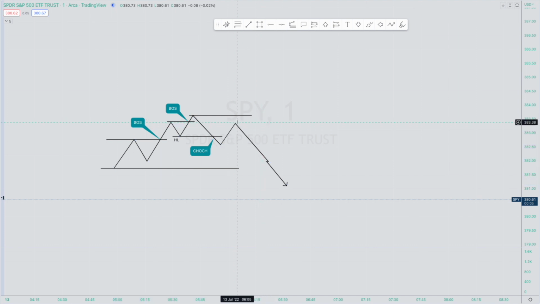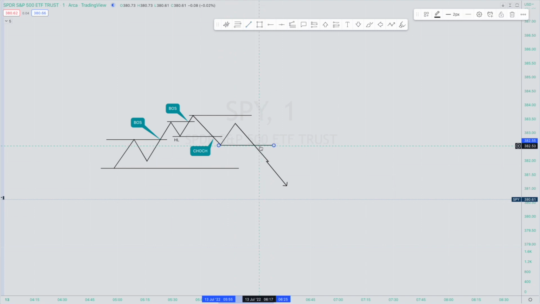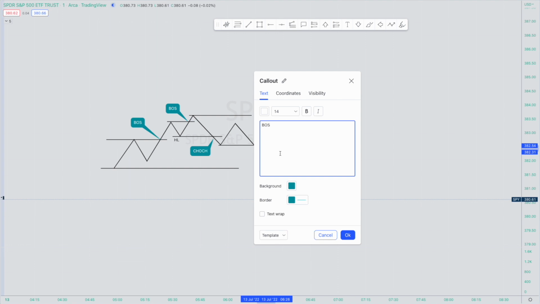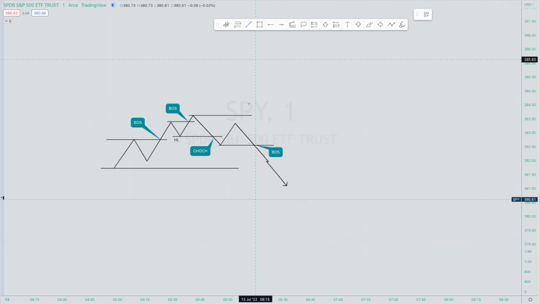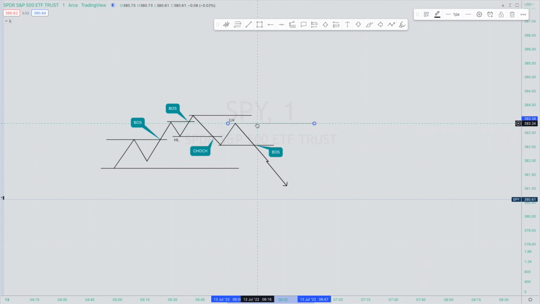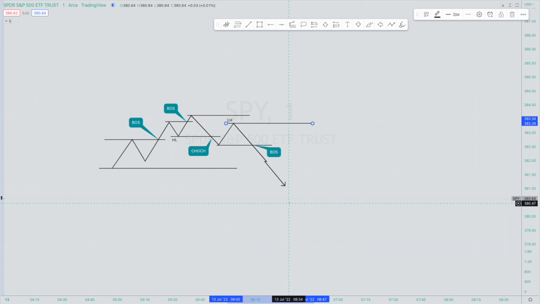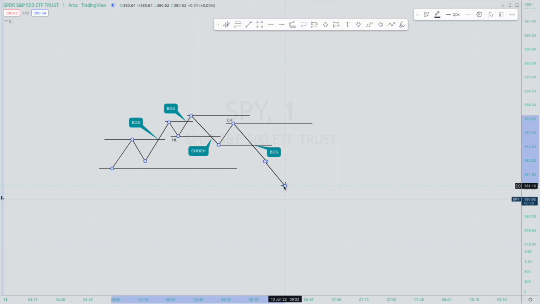And then what you want to look for is, does this change of character have a break of structure? So as you can see, here's a break of structure. And now you have a lower high. So what we see here now is change of character to a trend continuation to the downside, trend reversal, right? Break of structures with change of characters, it does not mean that your trend is fully changing.